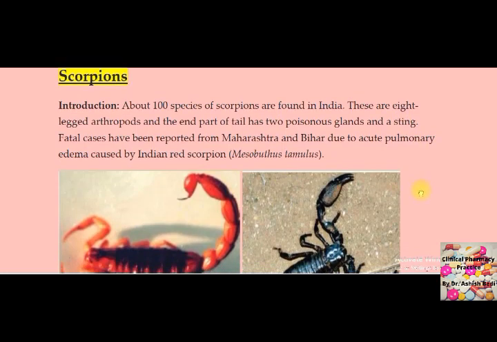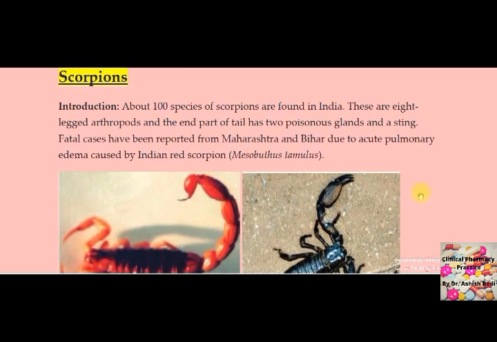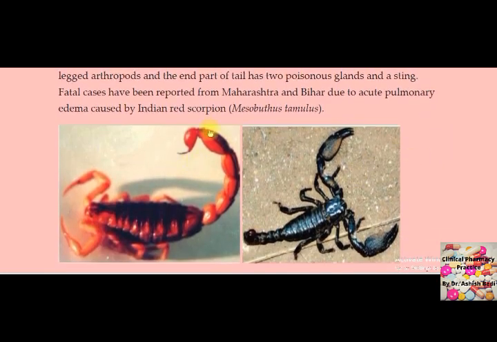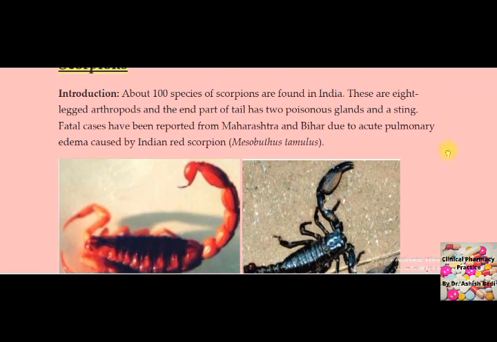Scorpions, bichhu, as you all know. Introduction. There are 100 species of scorpions that are found in India. These are 8-legged arthropods, and the end part of the tail has two poisonous glands and a sting. This particular tail has the venomous part, and they have the poisonous glands over here in their tail.